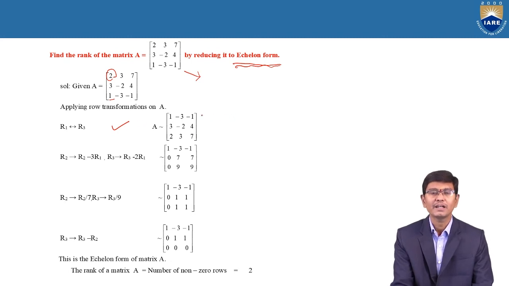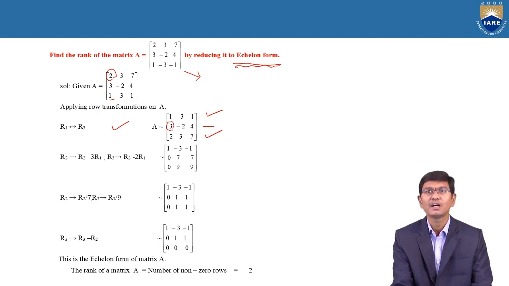Therefore, by applying the property of R1 and R3, this matrix is changed to 1 minus 3 minus 1. The second row we are not disturbing, it is as it is, 3 minus 2 4. The third row is 2 3 7. Next, we need to change the 3 to 0 and the 2 to 0, with the help of the 1.